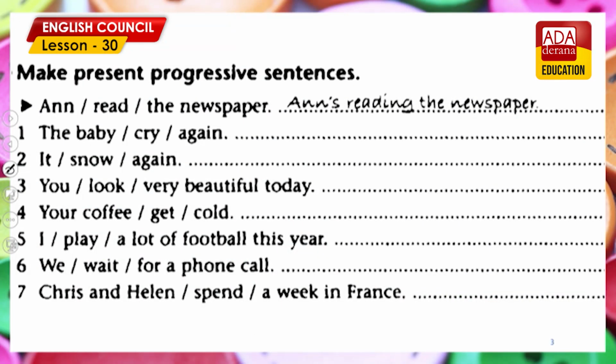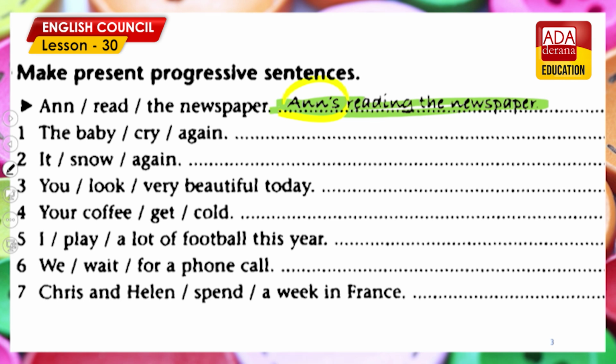Now you need to make present progressive sentences with the subject, the verb and the objects you have here in this exercise. Right. Look at the first one. Read the newspaper. Look at the example, what they have done. Anne is reading the newspaper. So, this is the present progressive tense. Anne is reading the newspaper. You can say Anne's reading the newspaper.